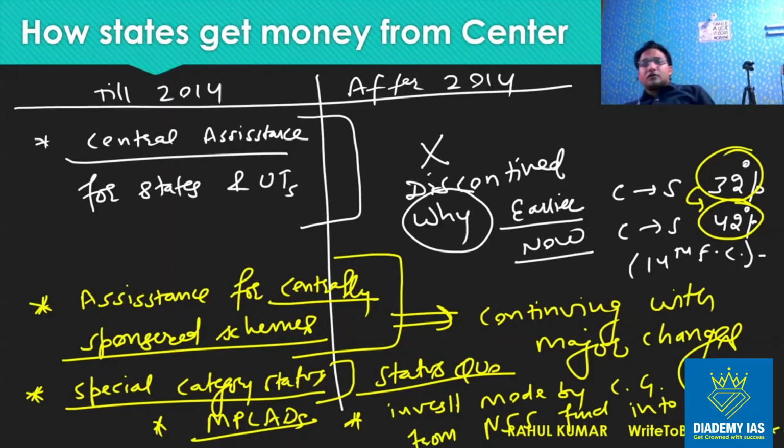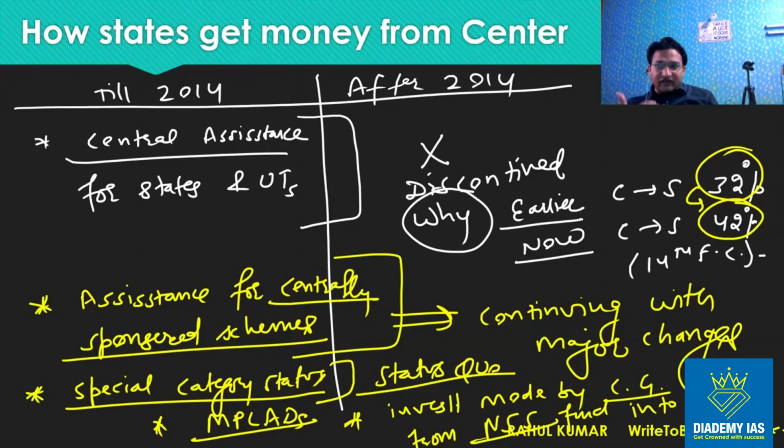So the central government gets the fund under the National Small Saving Fund, right? So what is this National Small Saving Fund? For example, you know about this Kisan Vikas Patra. So anyone can go and deposit the money.